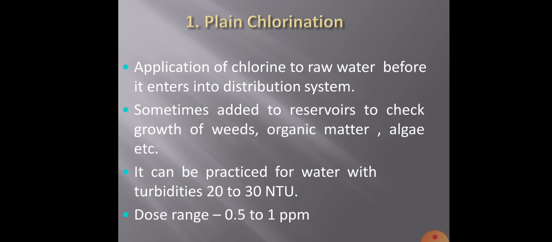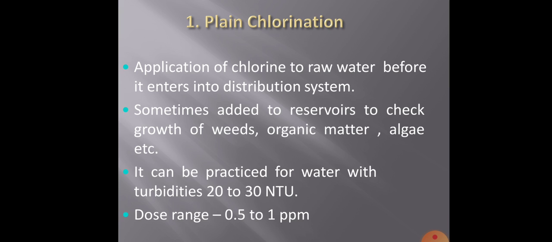So coming to plain chlorination. Plain chlorination is the application of chlorine to plain water, or raw water, as the water enters the distribution system. We know that after the treatment process, starting from the screening, the sedimentation, the filtration, etc. and after disinfection, finally the water will be supplied to the consumers through the distribution network. So plain chlorination is the application of chlorine to the raw water as it enters the distribution system.